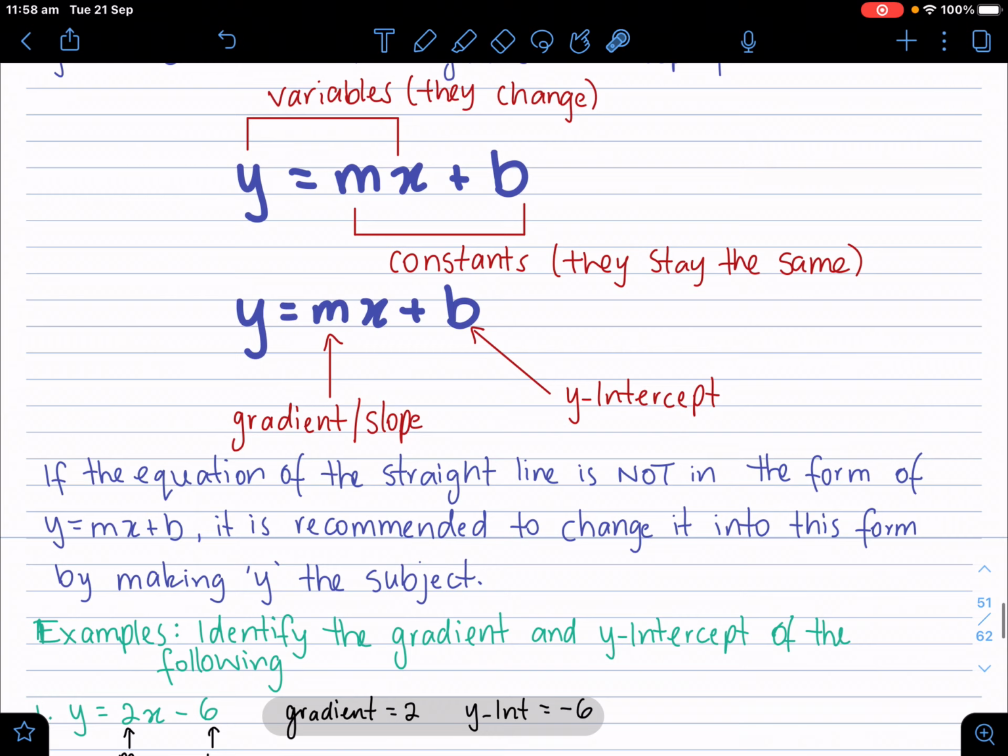Now, one thing to remember is that if the equation of the straight line is not in the form of y equals mx plus b, it is recommended to change it into this form by making y the subject. And you've seen in other videos how we change the subject of a formula. Now, all of this may sound like a bit of gibberish to you. Let's get into a few examples and all of this will start to make sense.